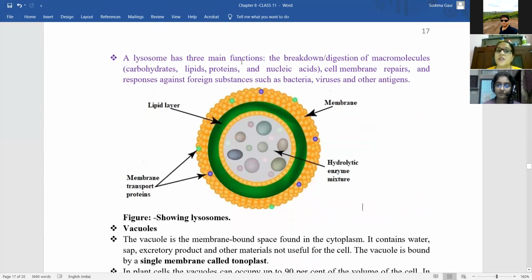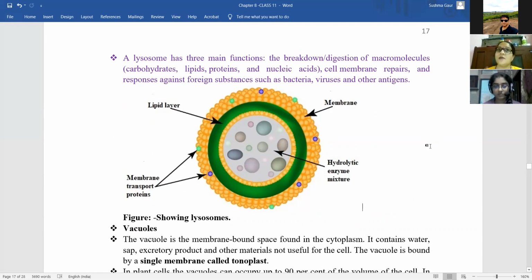Okay, so there are three main functions of the lysosome. First is breakdown of macromolecules like carbohydrate, lipids, proteins, and nucleic acid into simpler molecules. Second is cell membrane repair. And the third is response against foreign substances such as bacteria, virus, and other antigens.